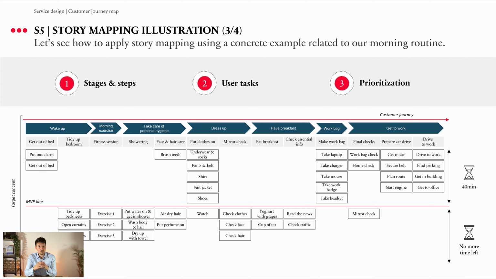If it were up to me, I would draw the MVP line as you see on the slide. So what's above the line is what we should do first, and what's below the line is what we should do if we had more time. As you can see, I focus on the most important tasks and left out the ones that are not needed in the first product increment. By removing tasks, we see that many of the steps can also be skipped, such as tidying the bedroom, the fitness session, showering, mirror check, eating breakfast, and checking essential information.